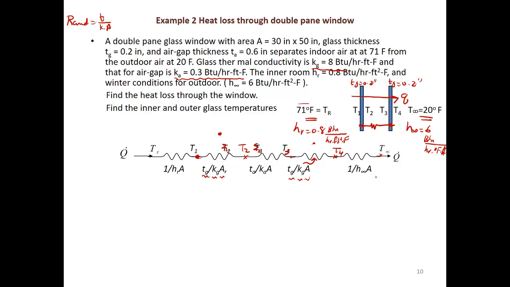And then the outdoor 1 over hA and the indoor 1 over h room times the area. We need to find Q, so we have only the room temperature and the outdoor temperature. We don't have the intermediate temperature, so we'll have to take this section from here to here. So we'll have to find the total thermal resistance.